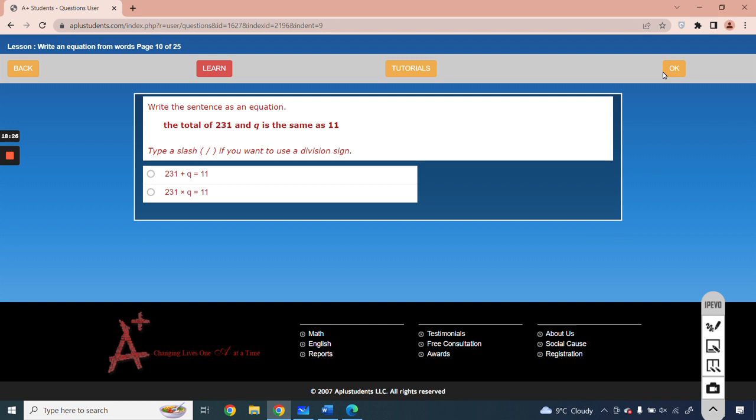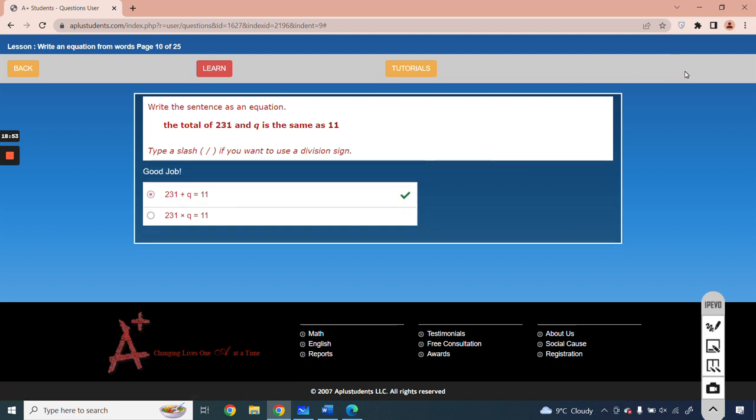Okay, write the sentence as an equation. The total of 231 and Q is the same as 11. So which option is the correct one? Option 1 or option 2? Total of 231 means they are adding. 231 plus Q equals 11. Option number 1 is the correct option. Just select the correct option and click on the OK button.